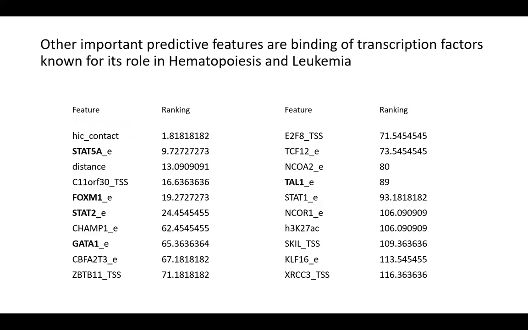And other important predictive features turn out to be the transcription factors that are well known to be regulating either, because this data set is based on the K562 cell line, so it's the blood cancer cell line. So these transcription factors are well known to be playing a role in both blood development and blood cancer. So those are kind of what you expect. But then you get also certain genes that show up very high in the ranking that you don't really expect.